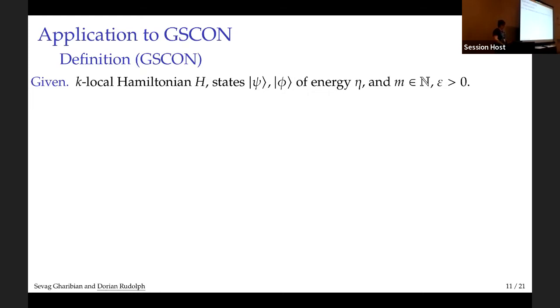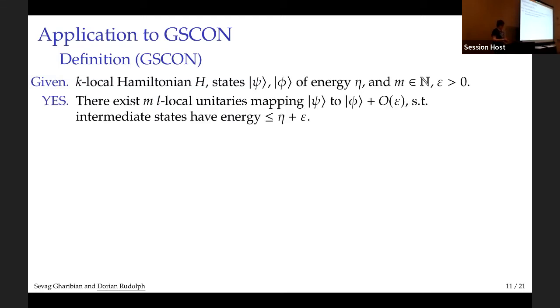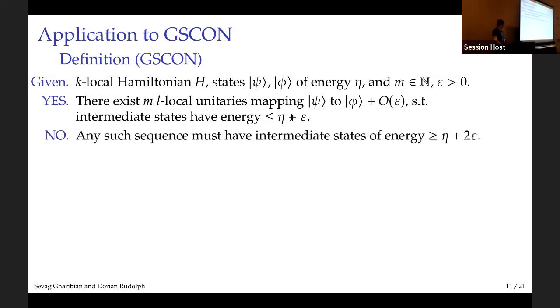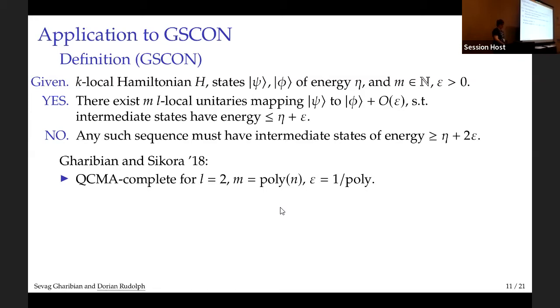The main application is GSCON, and I'll define GSCON. We're given a k-local Hamiltonian H, states psi and phi of energy eta, and some values m and epsilon. GSCON is a promise problem, so there's a yes and no case. In the yes case, there exists a sequence of m local unitaries that map psi to phi up to epsilon error, such that intermediate states have energy at most eta plus epsilon. In the no case, any sequence that maps psi to phi must have intermediate states of energy at least eta plus 2 epsilon. Here, Gharibian and Sikora show that it's QCMA-complete for L equals 2, a polynomial m, and inverse polynomial error, and PSPACE-complete for L equals 1 and exponential m.